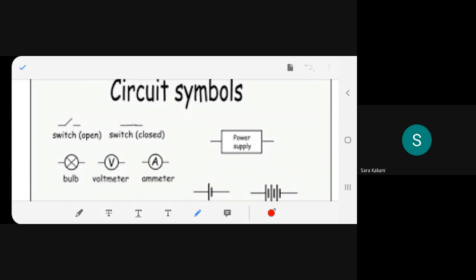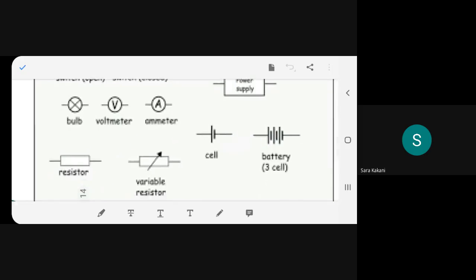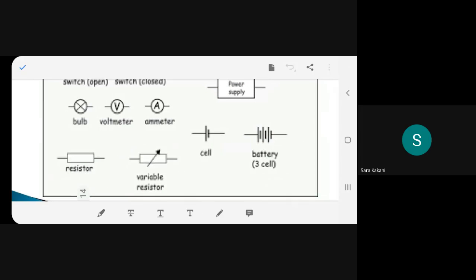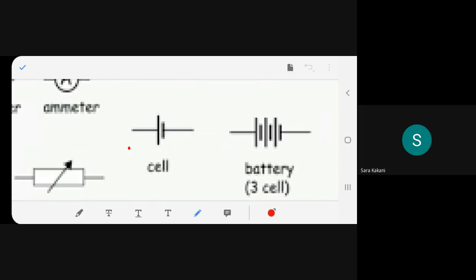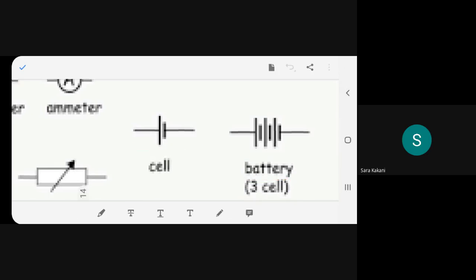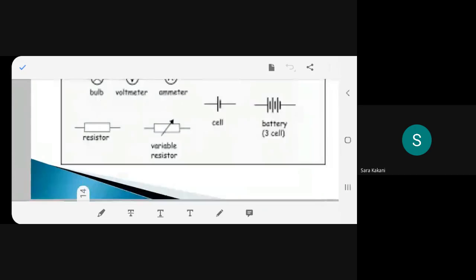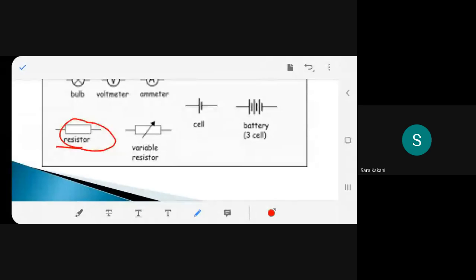Next one is, this one is bulb, this is voltmeter, and the third one is ammeter. This we have already read. Now, this is one cell. How many cells are over here? One, two, three. So how many cells are there? Three cells. The three cells make this battery. This is a resistor, and if you put an arrow, it becomes a variable resistor.